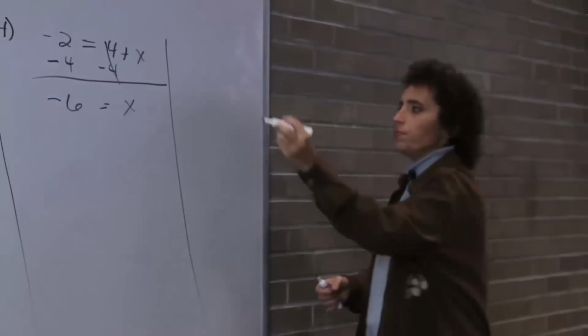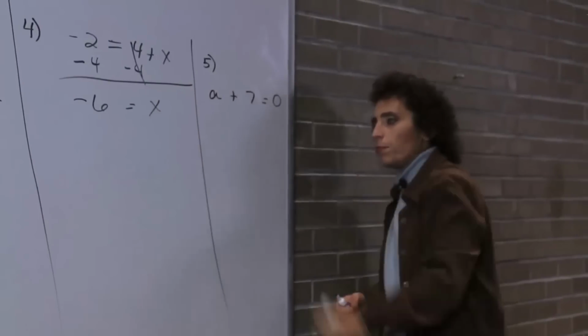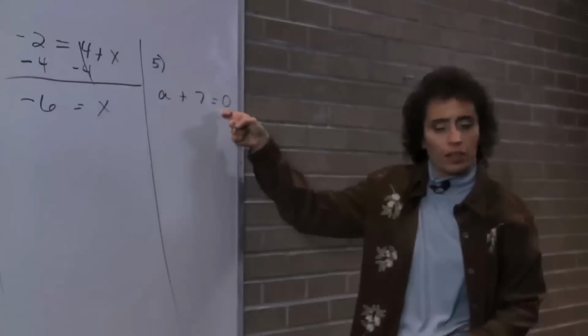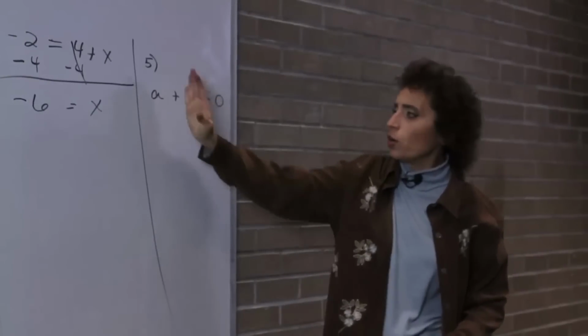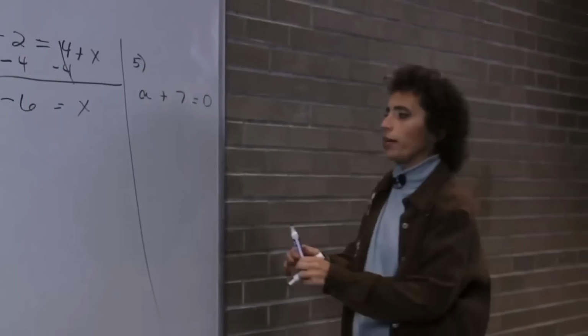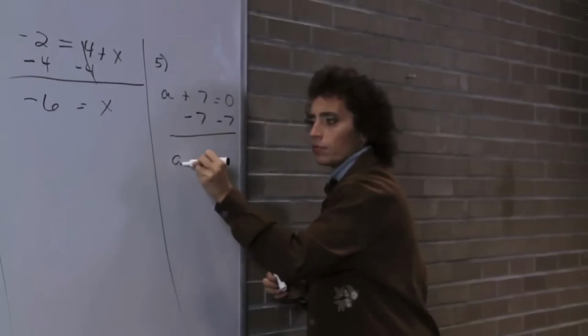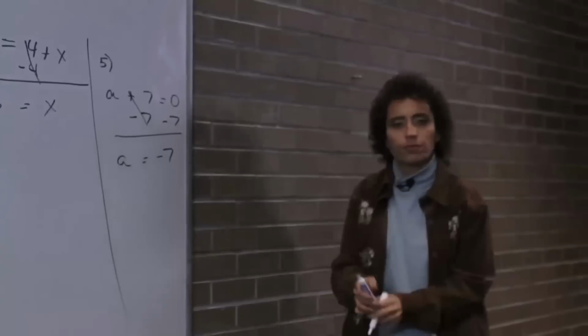And very last one, a plus 7 equals 0. Okay, again, he's alone. I'm not going to touch him. He's got no friends on the other side. All the variables are on the left. Get all your numbers to the right. The opposite of addition is subtraction. A equals negative 7. Done.